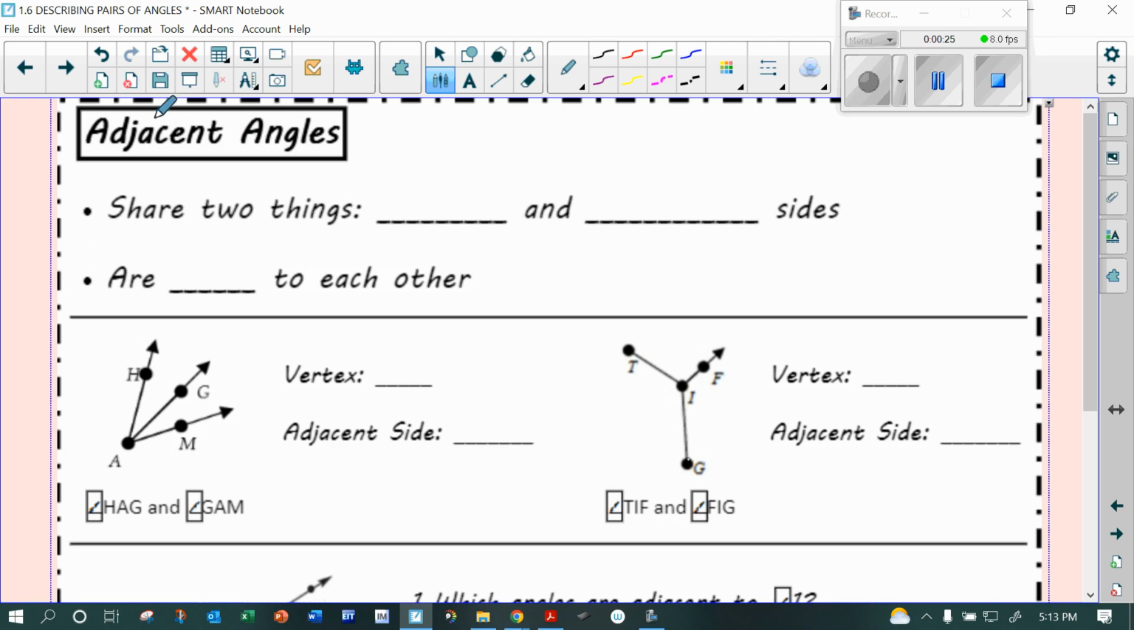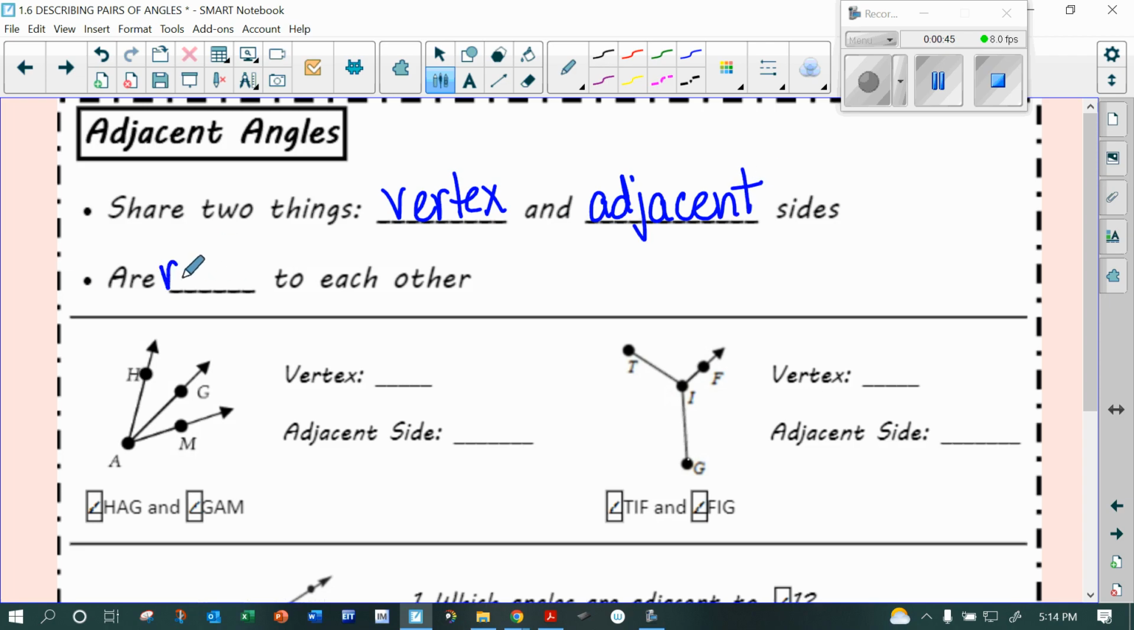Okay, so adjacent angles. So what are adjacent angles? Adjacent angles share two things. They share a vertex. So remember that's the corner. And they share an adjacent side, which is why they're called adjacent angles. They are next to each other. Okay, so here is a picture of a pair of adjacent angles.